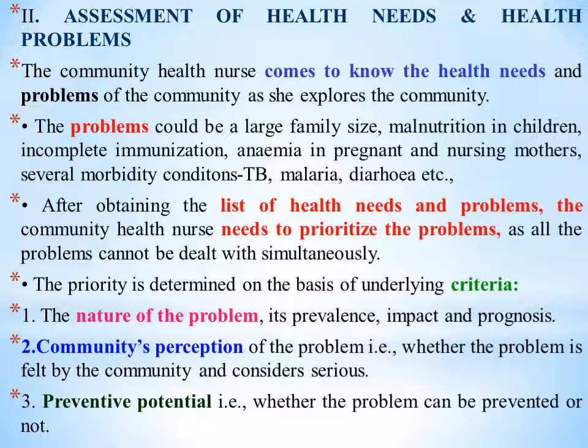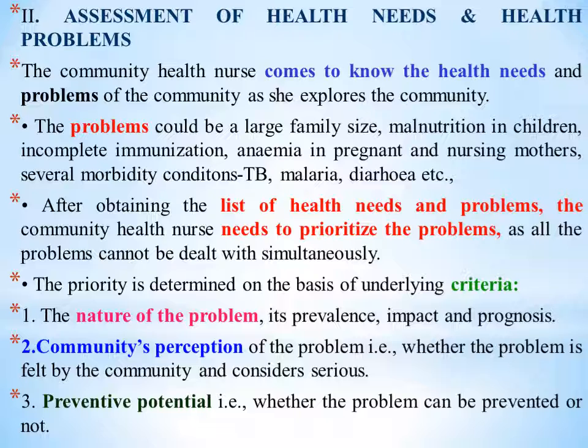The second step is assessment of the health needs and health problems. She has to explore the community. The problems could be a large family size, malnutrition, incomplete immunization, anemia in pregnant and nursing mothers, several morbidity conditions like tuberculosis, malaria, diarrhea, hypertension. All these can be there. After this, you have to obtain the list of the health needs and problems in the family.